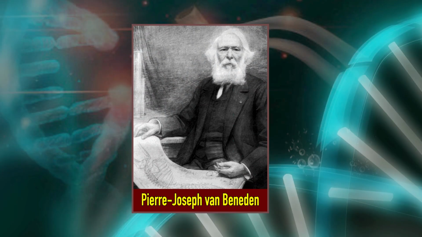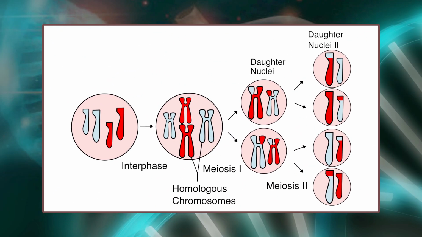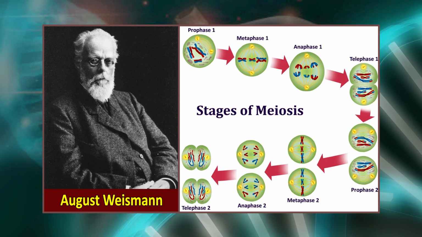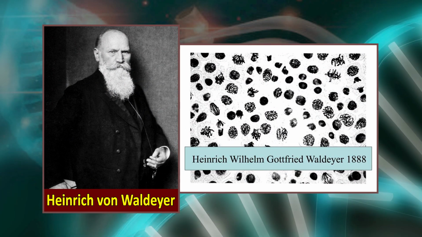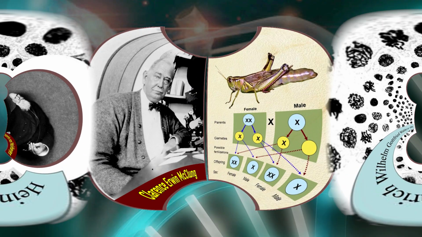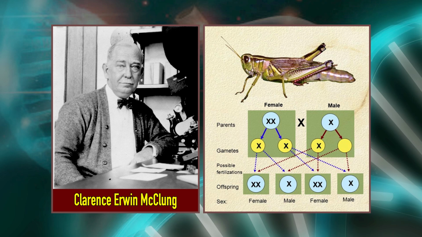Van Beneden discovered the number of chromosomes in any body cell is constant, and the number characterizes a particular species. In 1887, he also contributed to the discovery and naming of meiosis. In the same year, Weismann predicted the reduction division in the form of meiosis. Heinrich von Waldeyer coined the term chromosome to describe them in the year 1888. In 1901, McClung named the sex chromosome, which was different in male and female grasshoppers.